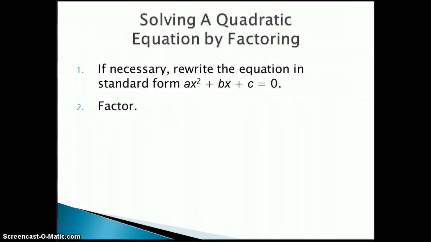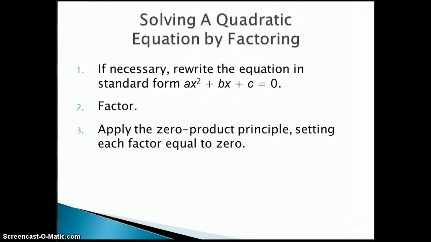So once you get it into standard form, factor the expression that you end up with on the other side of the equal sign to 0. And after you factor that expression, then you're going to apply the zero product principle, which says that the only way that a product of factors would be equal to 0 is if at least one of the factors equals 0. So we're going to set each of those factors equal to 0 to find those solutions.